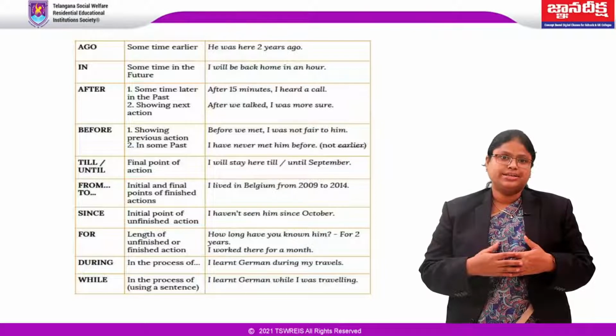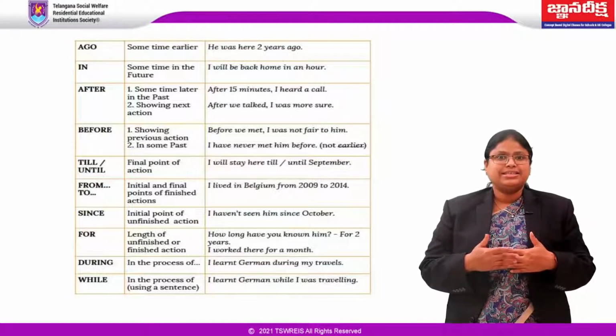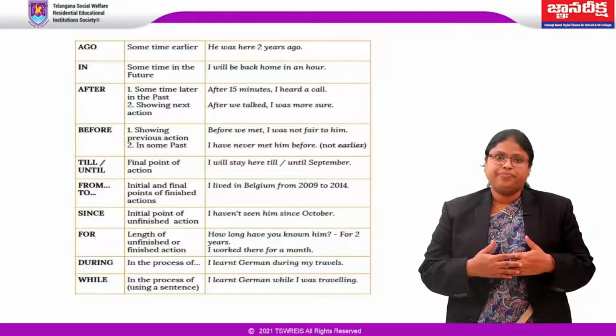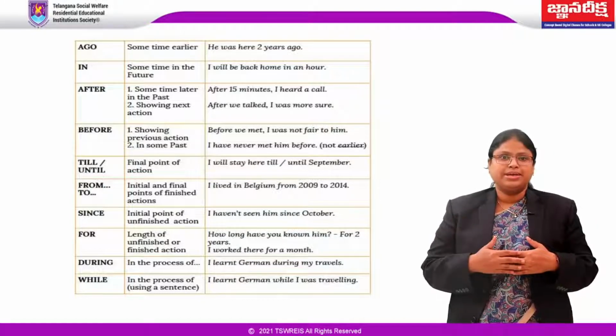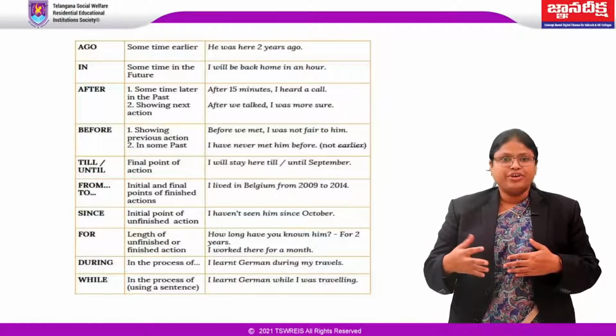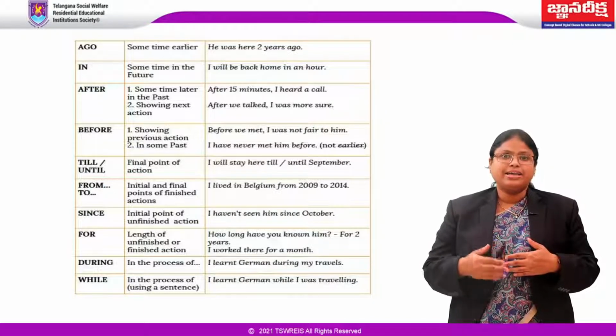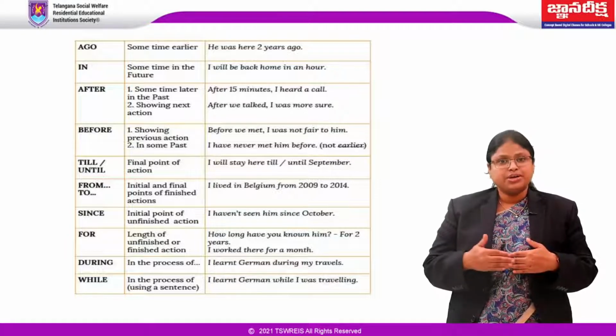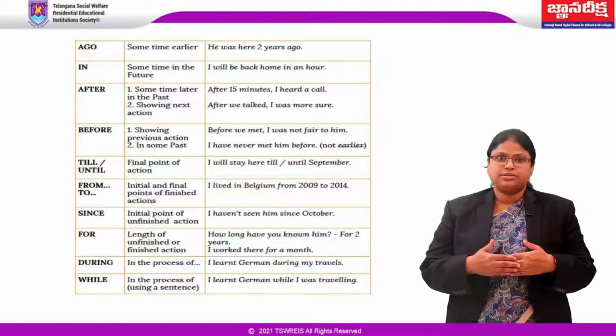Till or until, it is the final point of action. I will stay here till or until September. From to, it is the initial and final points of finished actions. I lived in Belgium from 2009 to 2014.